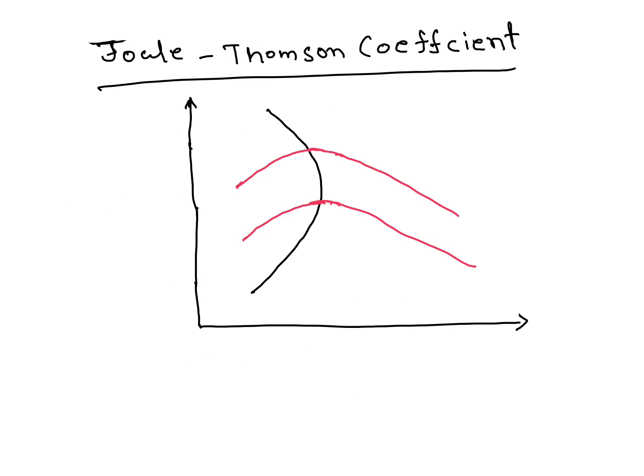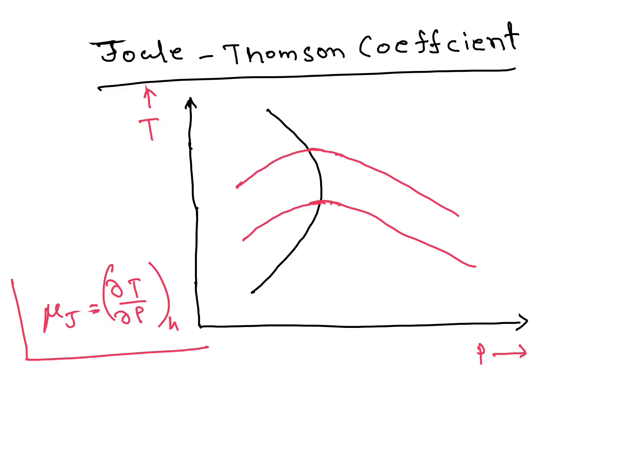Next is Joule Thomson coefficient. This is very important. Temperature versus pressure curve. Joule Thomson coefficient mu j is the slope of dT by dP at constant enthalpy. Very important. This one I already discussed in a separate video. You can check it from my playlist. Some questions also I solved, 3 to 4 questions, in that video.